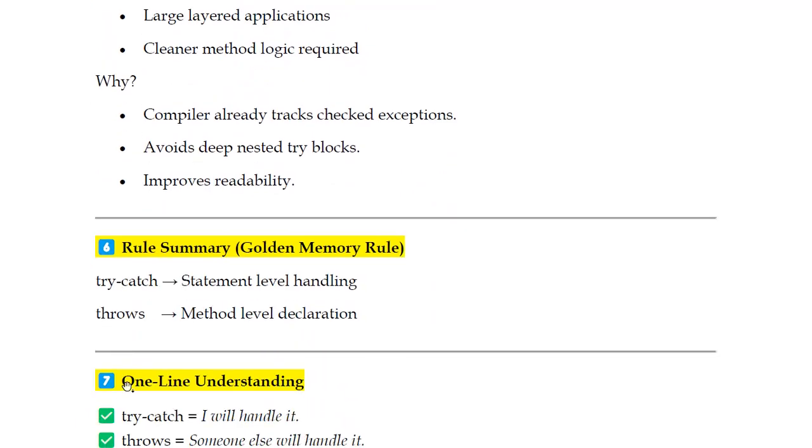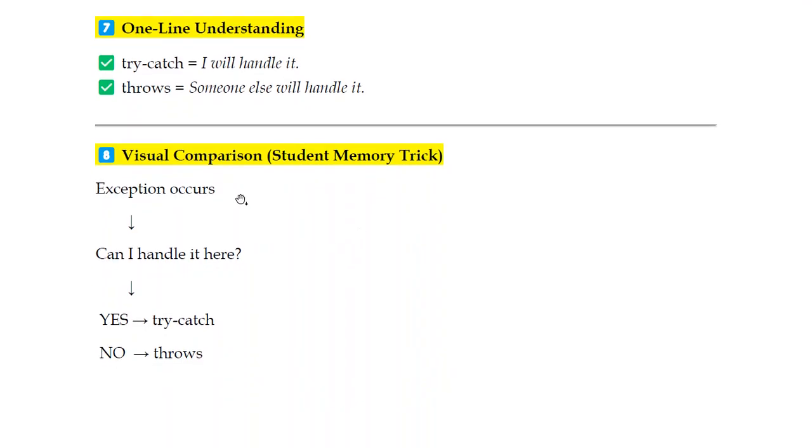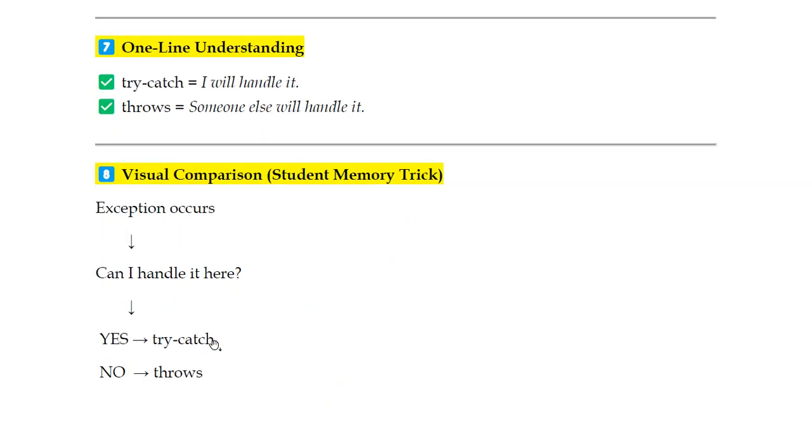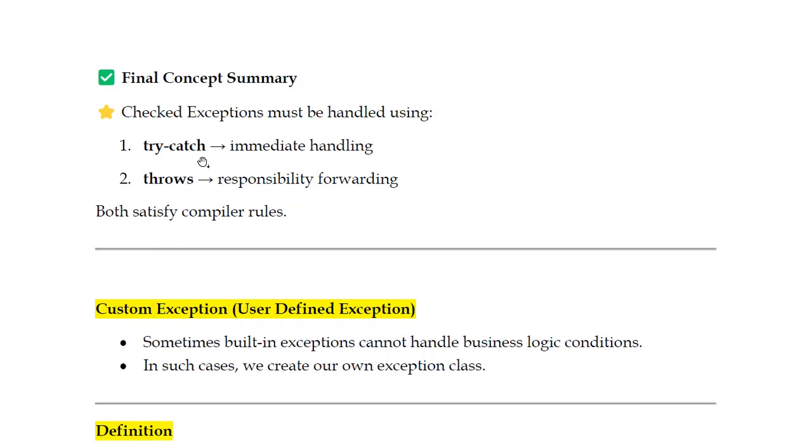The rule is simple. Try catch means statement level handling. Throws means method level declaration. Try catch says I will handle it immediately, no issues, I will take care of it. Throws shows that someone else should handle it. Anything else newly discussed? No. The final summary: try catch means we are handling the exception immediately, throws means responsibility forwarding. Both satisfy the compiler rules. There is no compilation error if you use either try catch or throws.